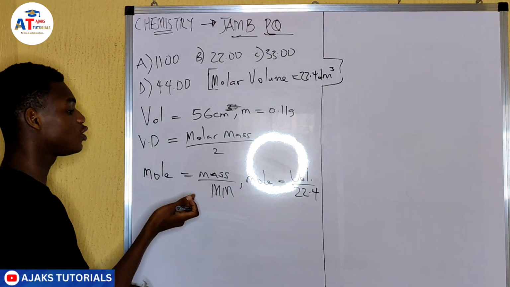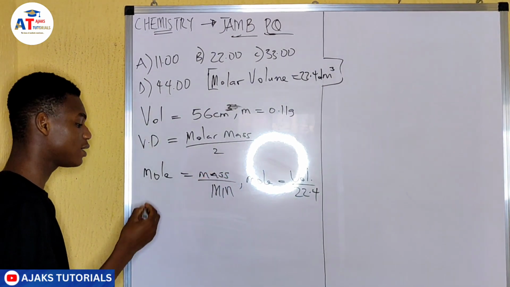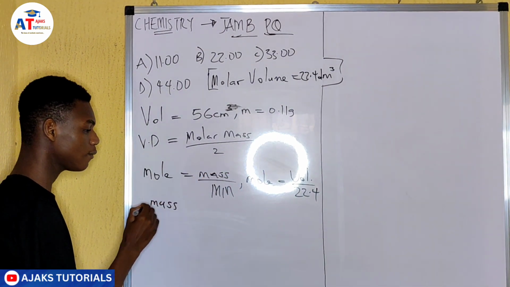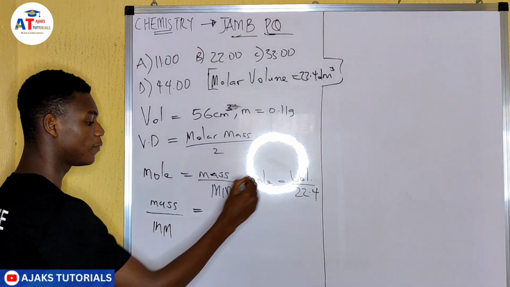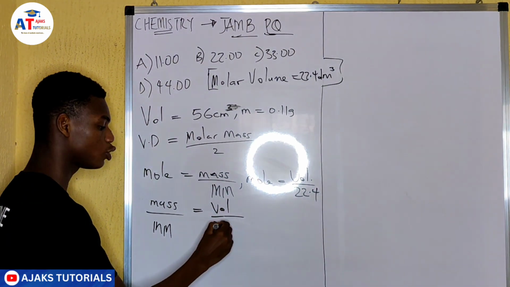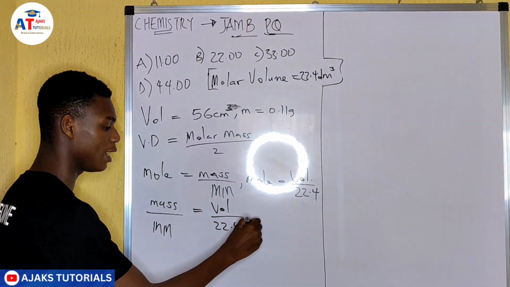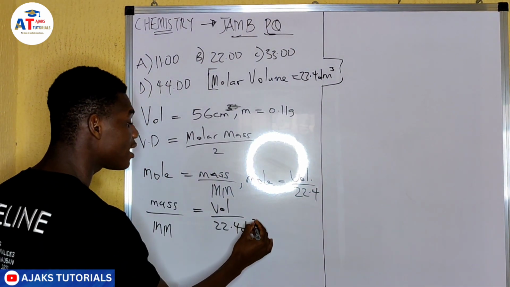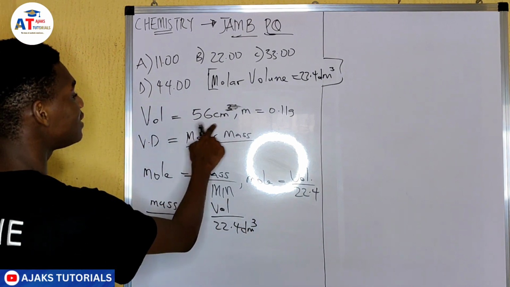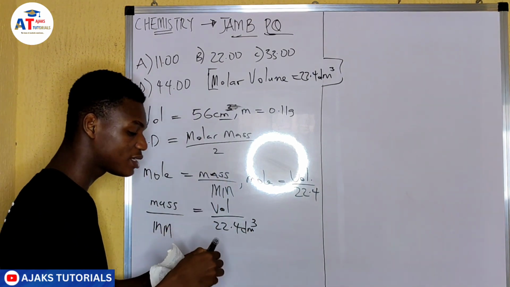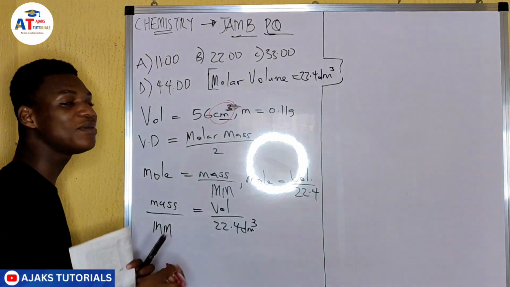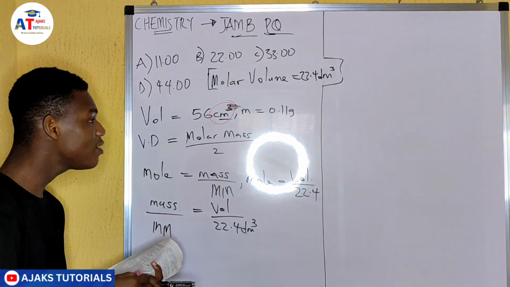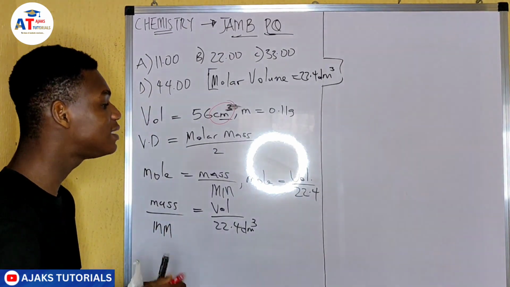Since we know these formulas for mole, we can now simply say mass over molar mass equals volume over 22.4 dm3. Now, you have to be very, very careful. The question was in centimeter cube. These are the tricks for JAMB. So this is in centimeter cube, and you have to be very, very careful.